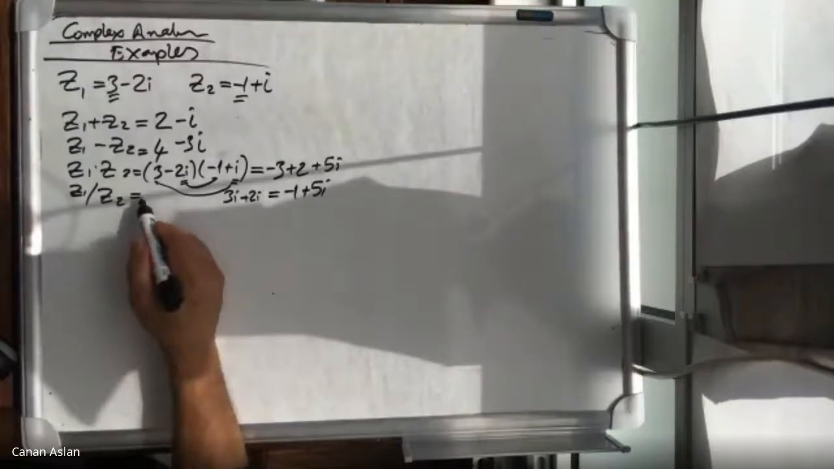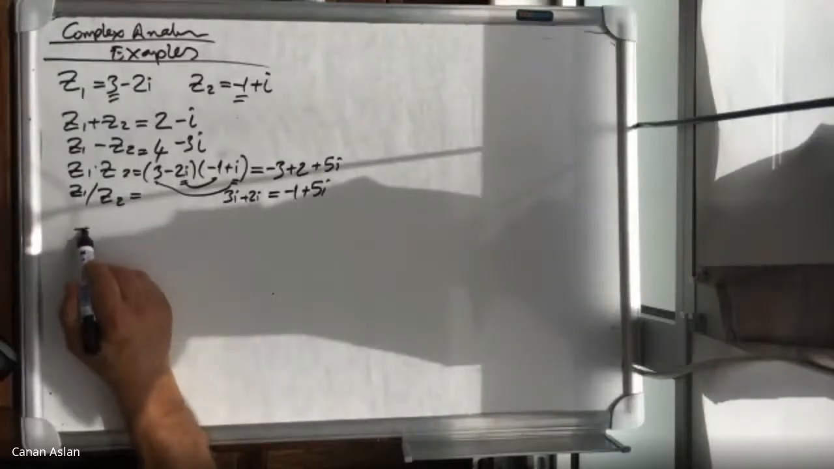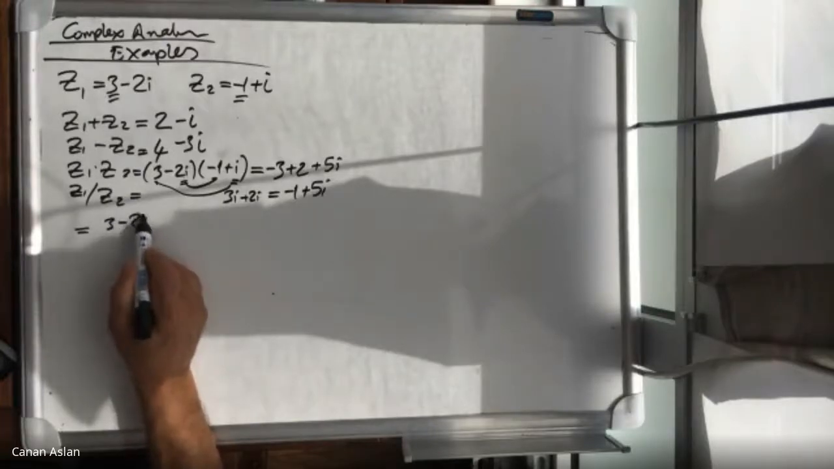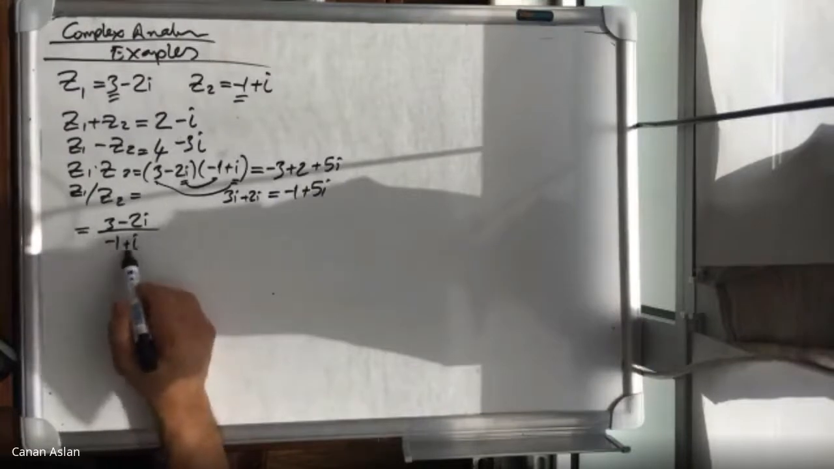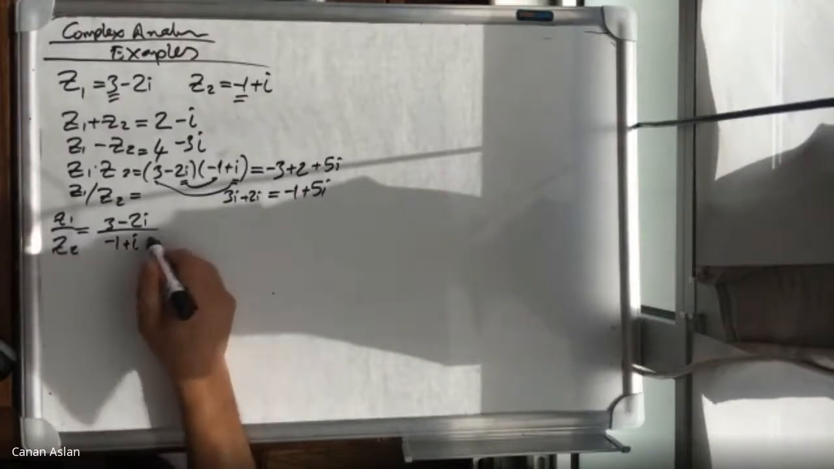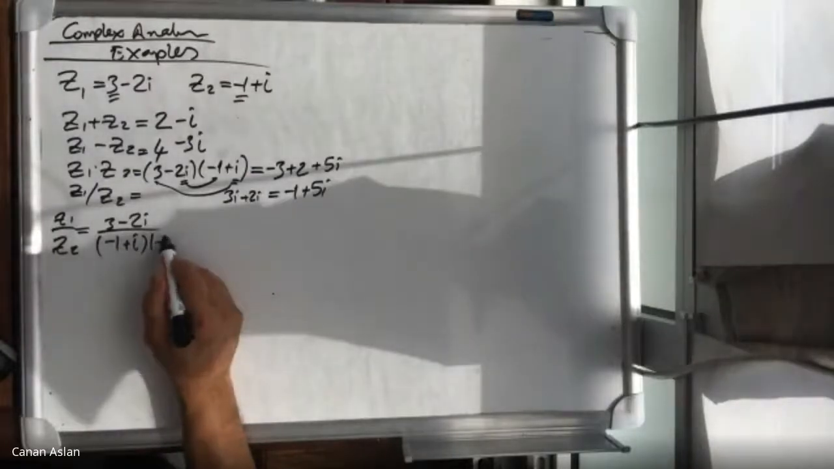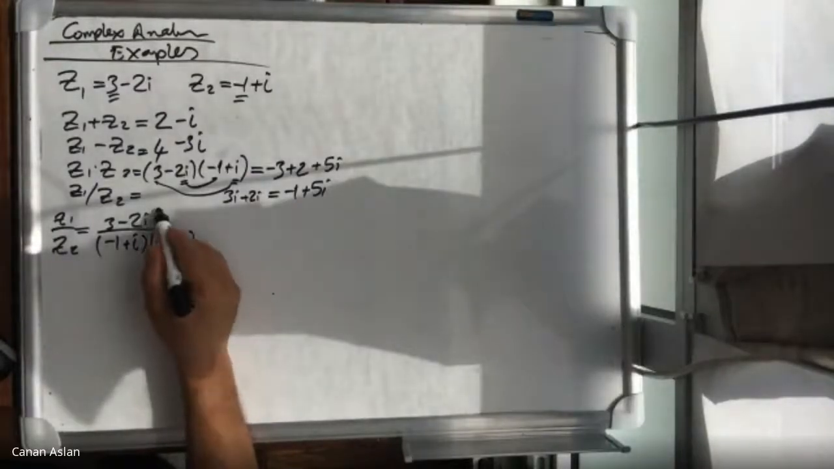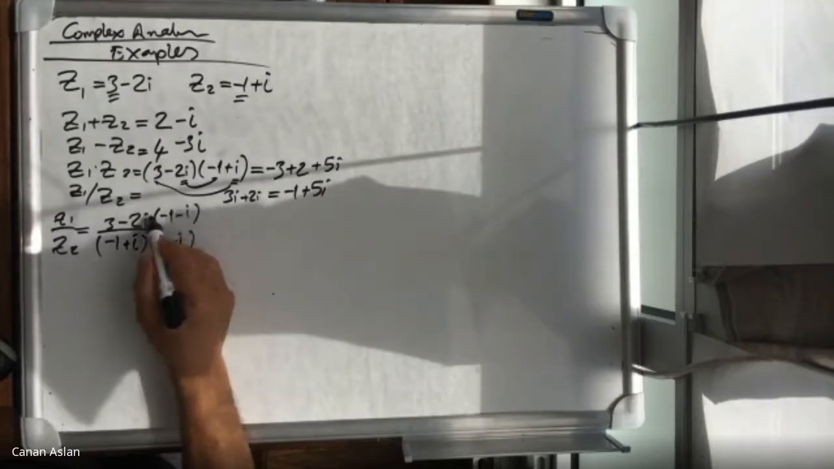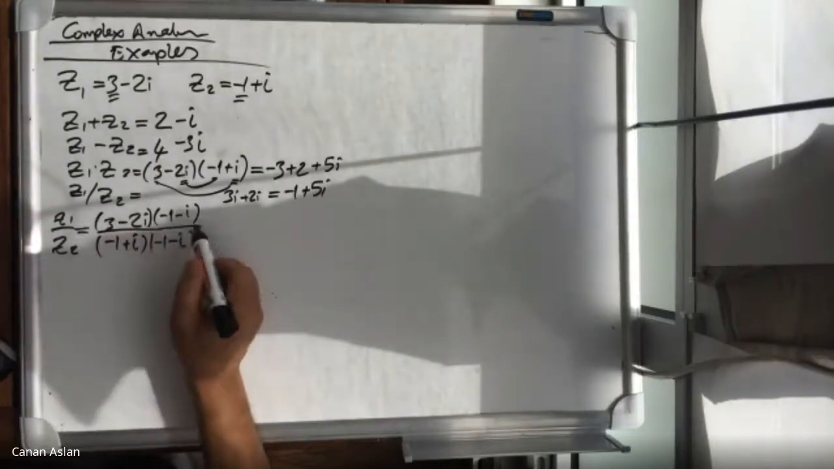Now the division is going to be slightly more difficult. Okay, so it will be equal to 3 minus 2i divided by minus 1 plus i. Okay, so we don't really want the complex number in the denominator. Okay, this is Z1 over Z2. So what we do is we multiply the top and the bottom. Never forget this parenthesis. Minus 1 minus i, and then minus 1 minus i. As soon as you put this parenthesis, you have to do this also. Otherwise, mathematically, it will be incorrect.